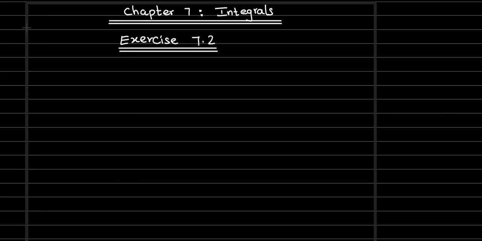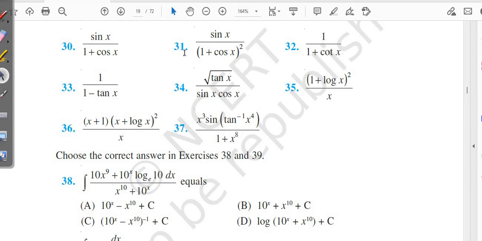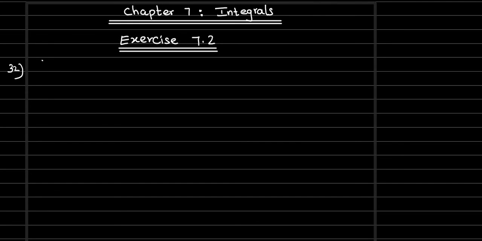So we can write it in terms of integration: integral 1 by 1 plus cot x dx. This function is not in the standard form, so we don't have a direct integration formula for it. We have to do some simplification or some formula substitution. Simplification alone, of course, we can't proceed.